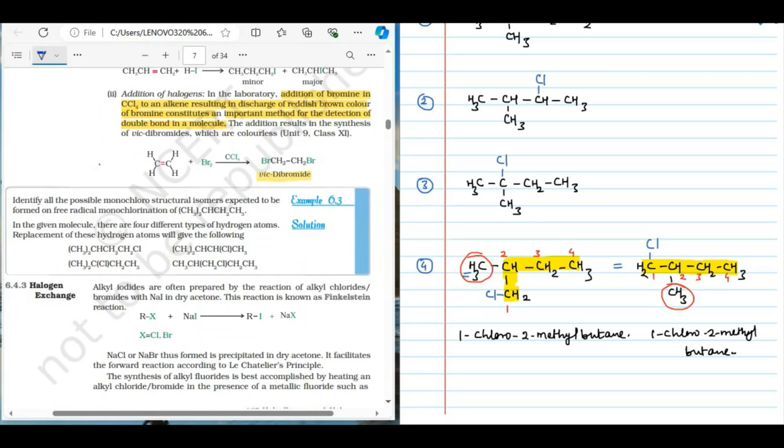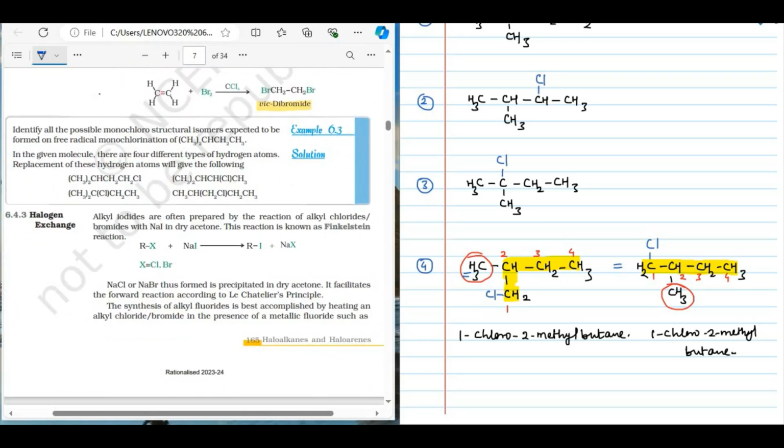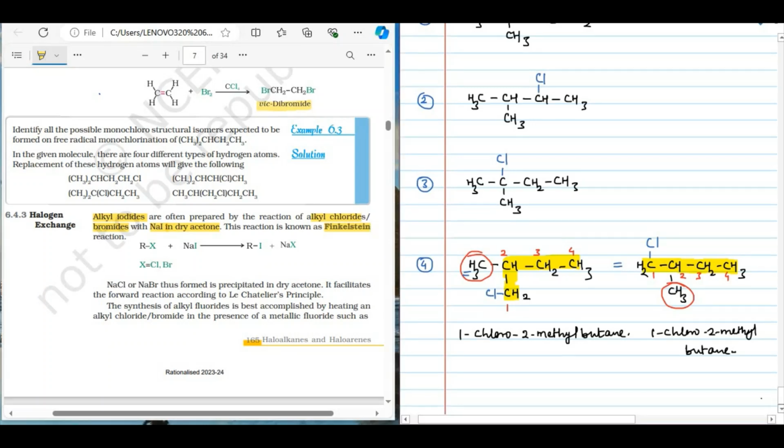Now come to the next reaction. This is halogen exchange reaction. So first of all, read from the book. Alkyl iodides are often prepared by the reaction of alkyl chlorides or bromide with NaI in dry acetone. This reaction is known as Finkelstein reaction. Here the reaction is given RX plus NaI. When it reacts, RI and NaX is formed. X can be chlorine and bromine.